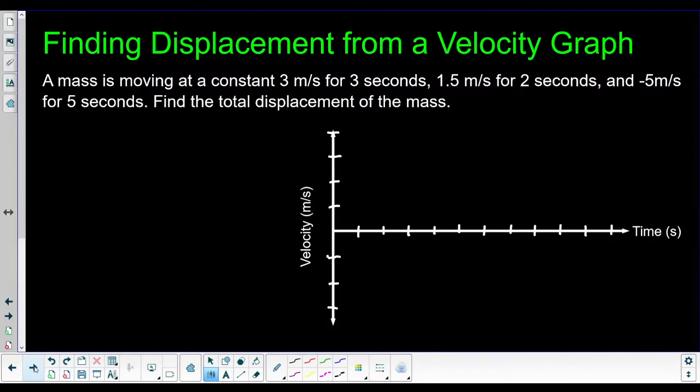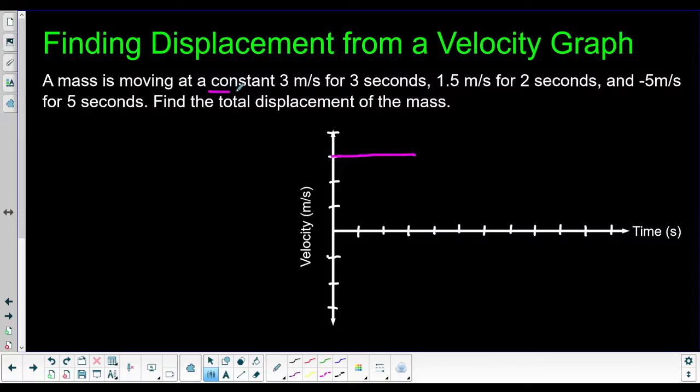Now, let's go the opposite direction. We're going to have the velocity, and instead of making the displacement graph first, let's just make only velocity, and then we'll try and find displacement, and we'll look at some cool tricks. So it says a mass is moving at a constant 3 meters per second for 3 seconds. So we'll go up here to 3, and we're going to go 1, 2, 3. So we're going to go to there.